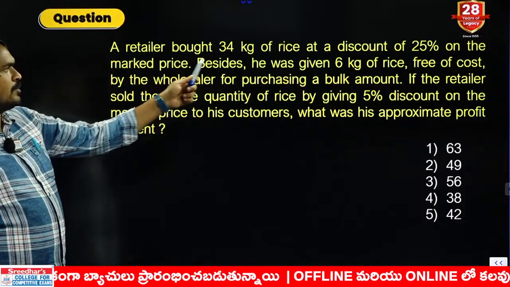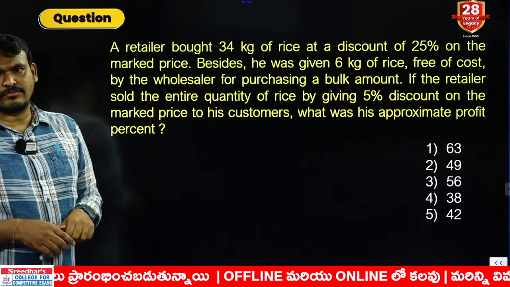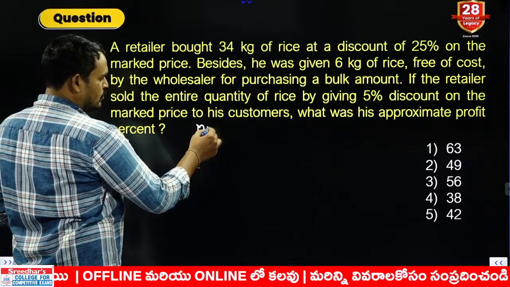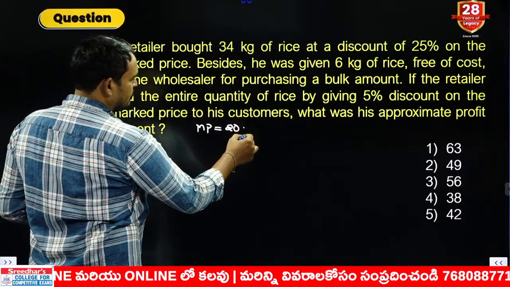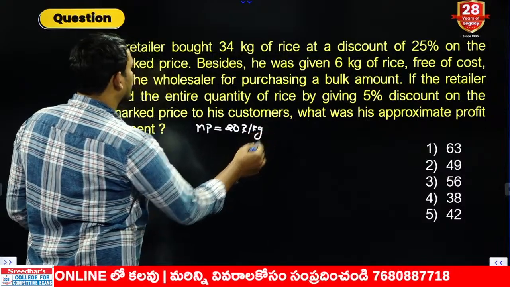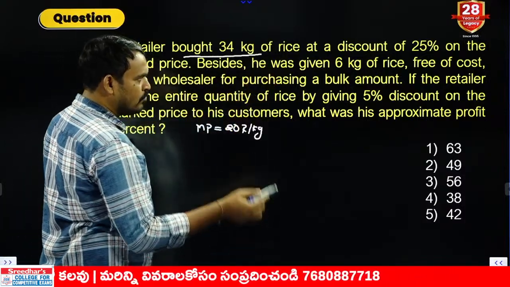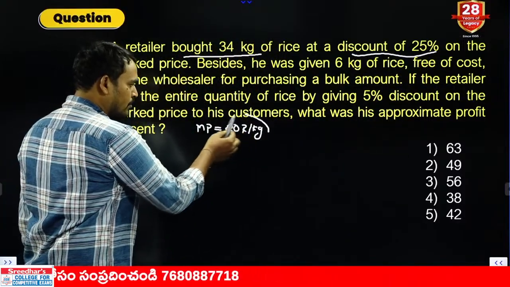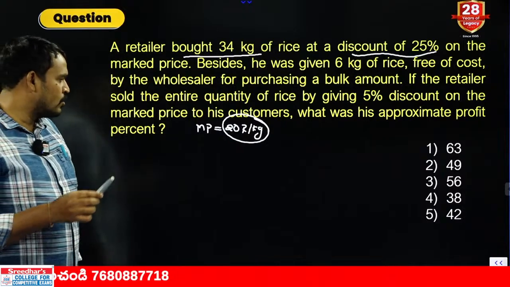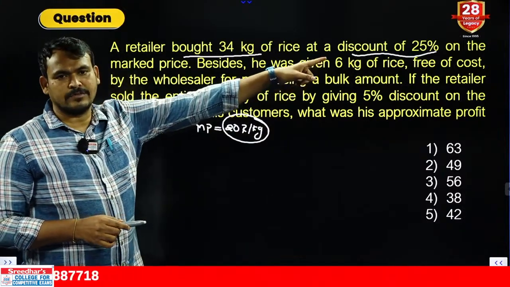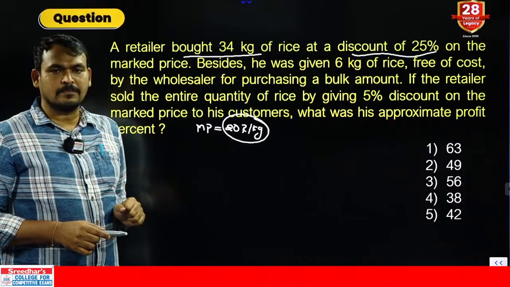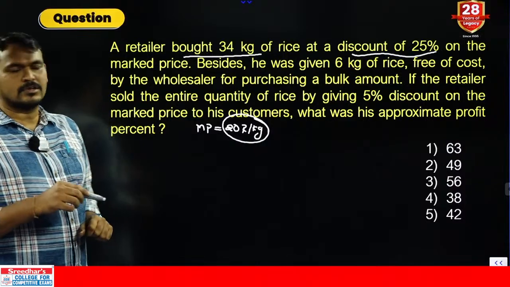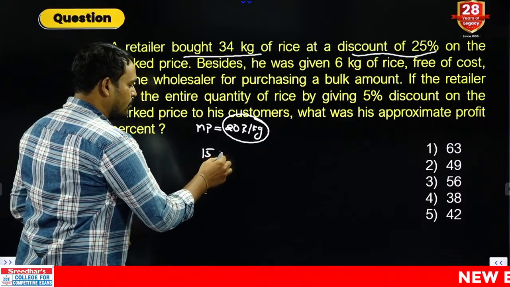First of all, a retailer bought 34 kgs of rice at a discount of 25% on the market price. Suppose we consider the market price as 20 rupees per kg. The discount is 25%. What is 25% of 20? 5 rupees. A 5 rupees discount means he purchased it at 15 rupees per kg.